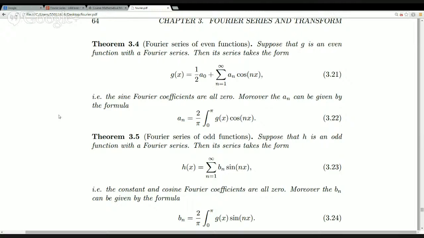So this implies that the an's, which are integrals from minus pi to pi of h of x cosine of nx, have to be 0. So you're integrating an odd function around 0. And if you wish, bn's equals 2 over pi times the integral from 0 to pi of h of x sine nx. I mean, this can still be 0, but it isn't definite.